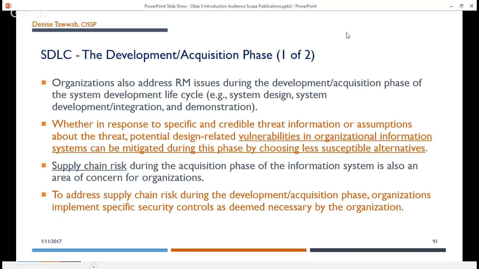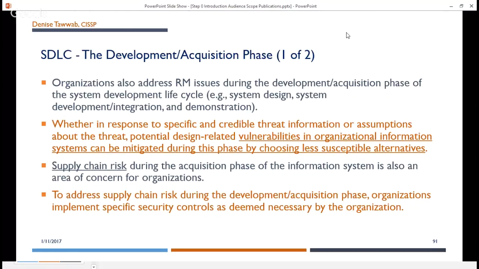The SDLC, the development/acquisition phase, that's phase two. Organizations also address risk management issues during the development/acquisition phase of the SDLC: system design, system development, integration, and demonstration. Whether in response to specific and credible threat information or assumptions about the threat, potential design-related vulnerabilities in information systems can be mitigated during the development/acquisition phase by choosing less susceptible alternatives. So you know your threat sources, you know possible threat events, and so you mitigate. You start to mitigate in the development/acquisition phase.